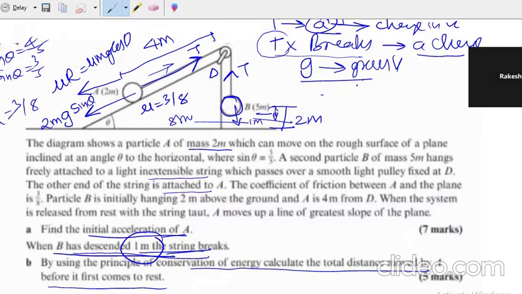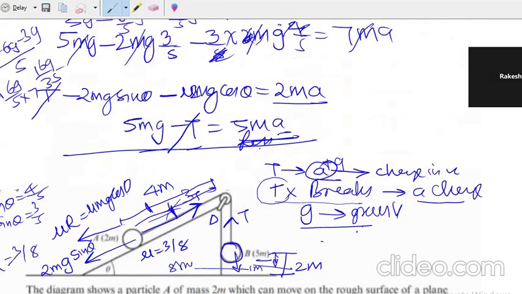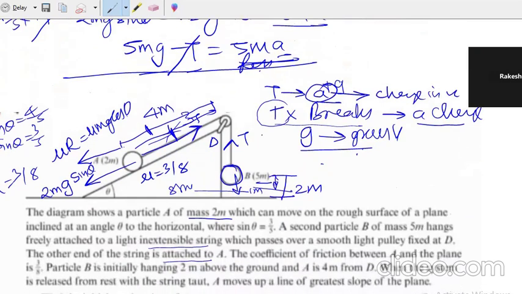Now I have to find, if it has gone 1 meter down, that means this has come 1 meter ahead also, right? So it is nearly at 3 now. It was initially at 4, right? The point is, if this is the acceleration and it has traveled 1 meter, what is its speed at the moment it broke? So that you have to first find.